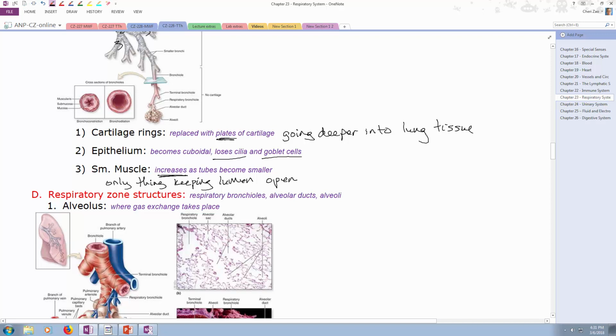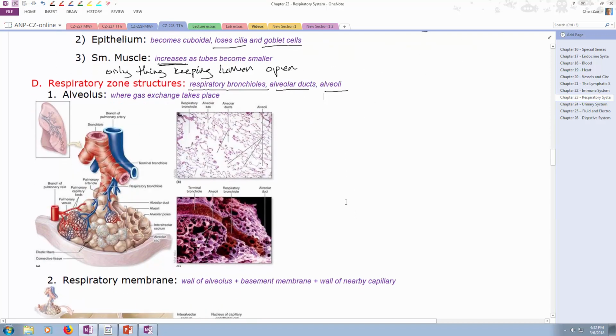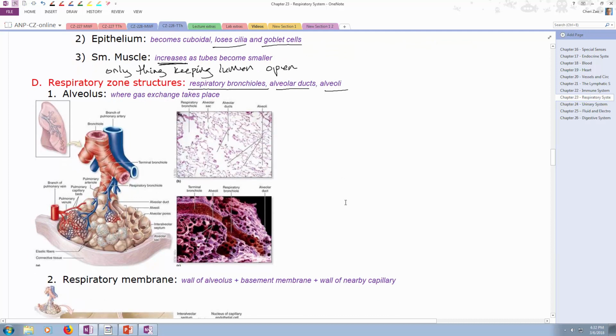So those are all our conducting zone structures that we were talking about. Terminal bronchiole is the end of the conducting zone structure. And whenever we have respiratory bronchioles, that means an alveolus is actually hanging off of it, and that means that we have gas exchange actually occurring in that area. Respiratory zone structures, again, reiterating: respiratory bronchioles, alveolar ducts, alveolar sacs, and alveoli. The alveolus, the little balloon, is where actual gas exchange occurs.